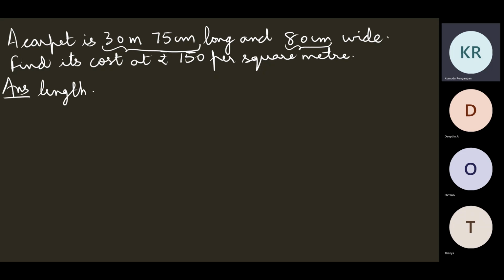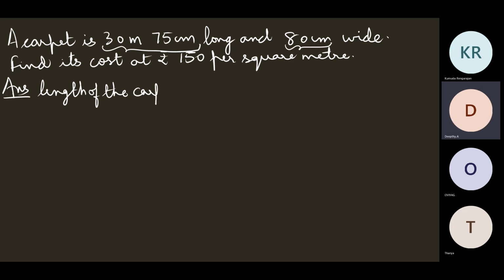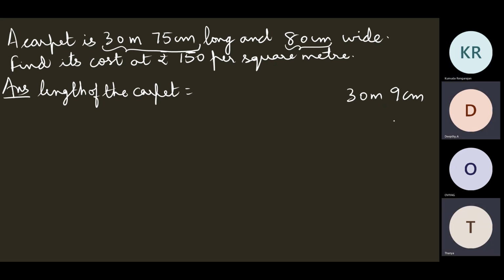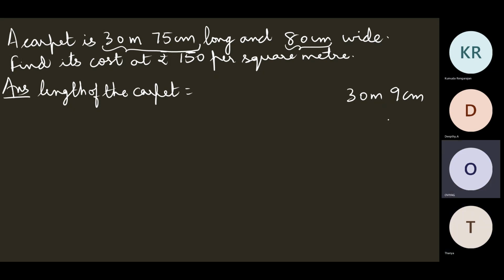Oh, okay. So the length of the carpet. Ma'am, is it correct? Yes, it's correct. Tell me, children, how much is 30 meters and 9 centimeters? What is 30 meters, 9 centimeters in meters? In meters, 0.9 meters. Tanya?